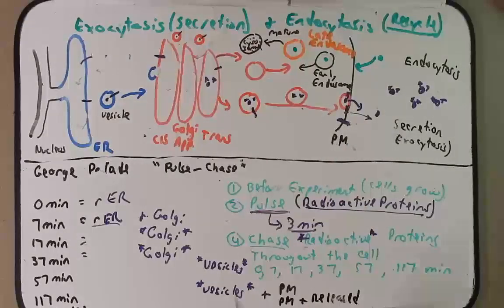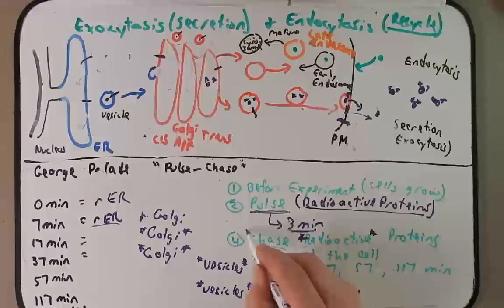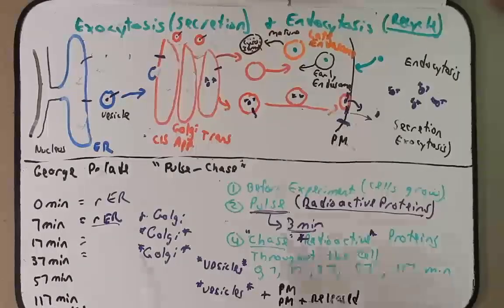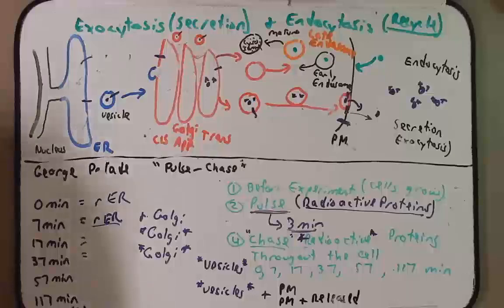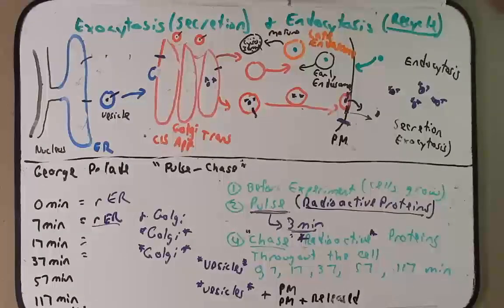And this last several parts here, remember, that was the chase part, following that radioactivity as it goes throughout the cell. Okay, so that's how they first determined the pathway of secretion, or exocytosis.